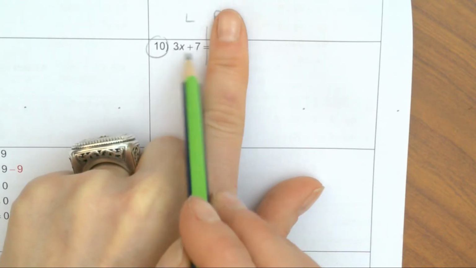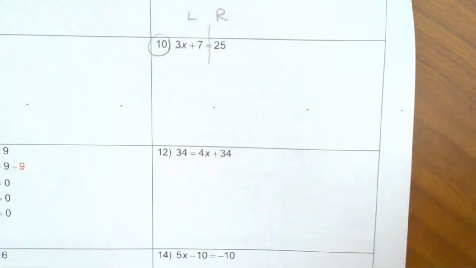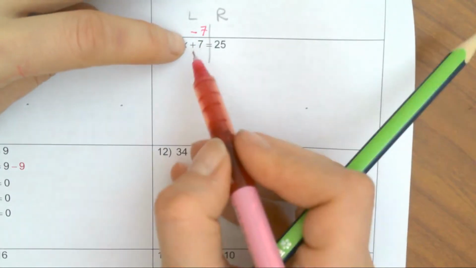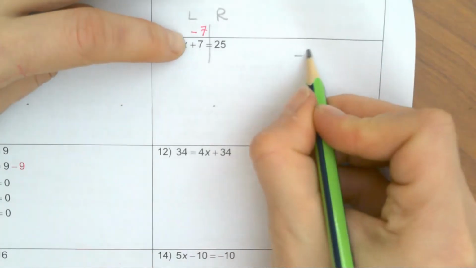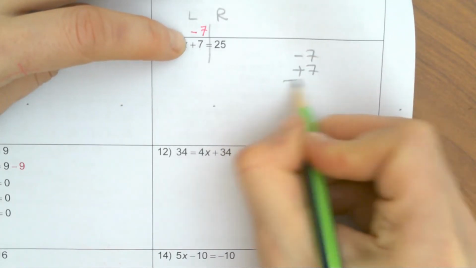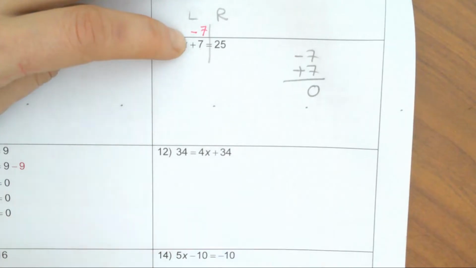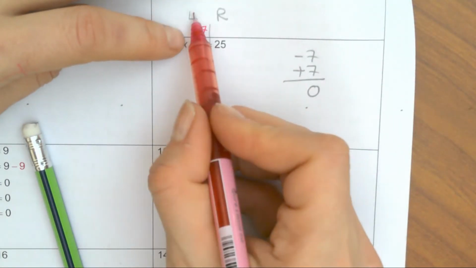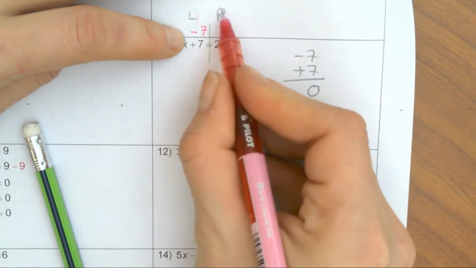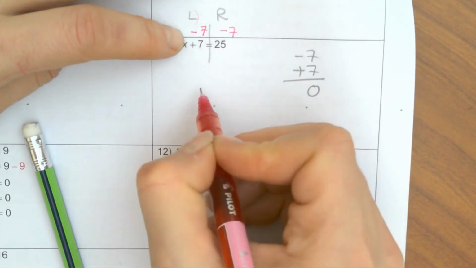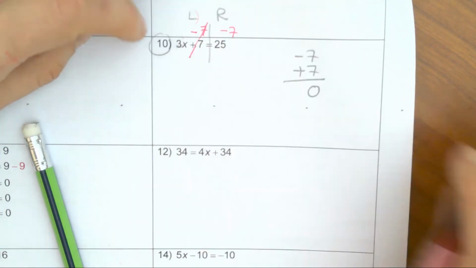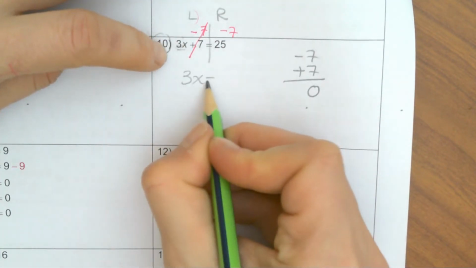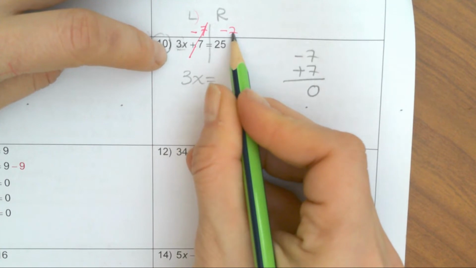Negative 7. So to get rid of this one, I have to subtract 7. Here, if I have negative 7 plus 7, those are opposite, so it makes 0. But if I subtract 7 from the left side, I have to subtract 7 from the right side as well. So that's 0, and they're gone. And on the left side, I only have 3x equals 25 subtract 7, which is 18.